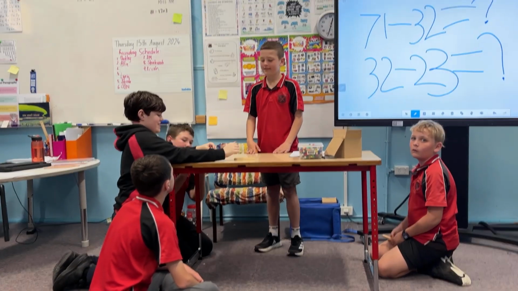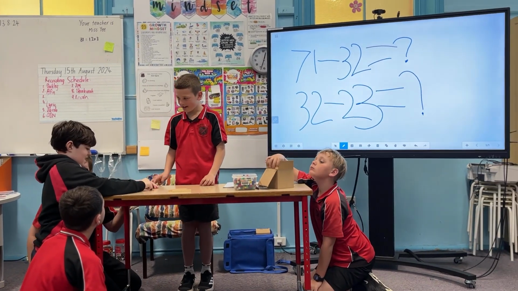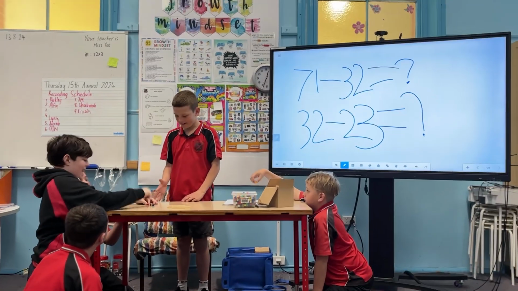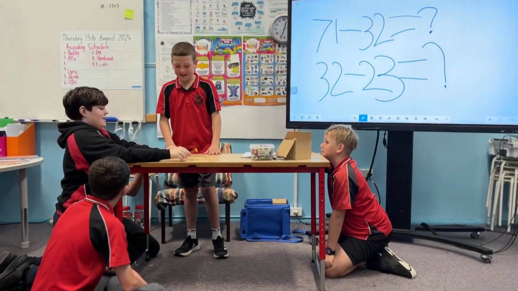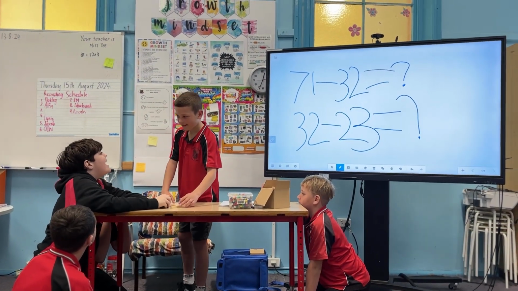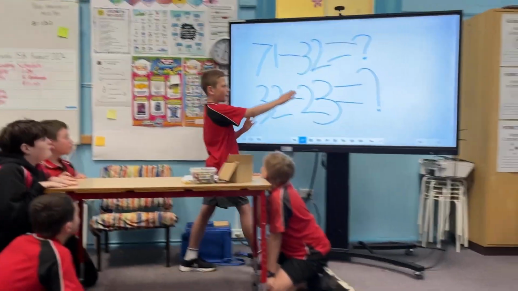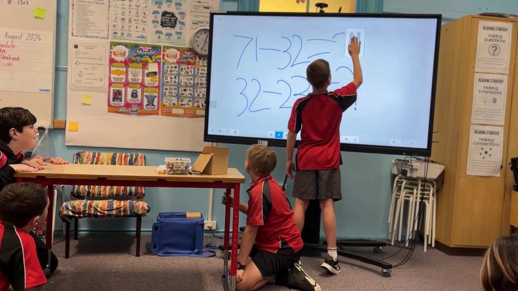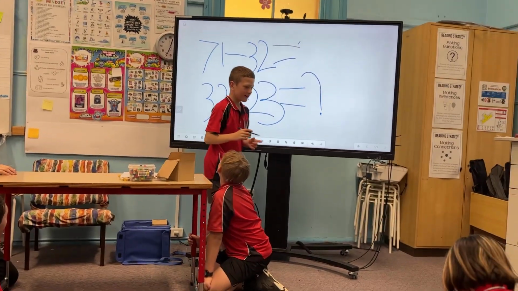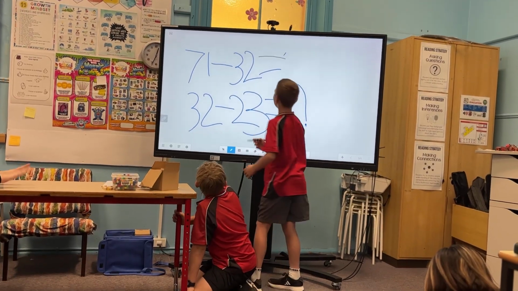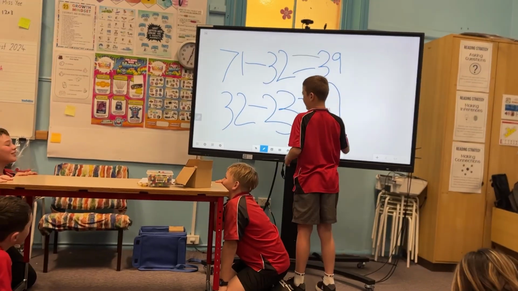20, 30, 40, then 1, 2, 3, 4, 5, 6, 7, 8, 9. What is it? 39? Yeah! 39! So now, this will not be a question mark. Wow, you solved the mystery. We solved the mystery. And what was the answer again? 39.